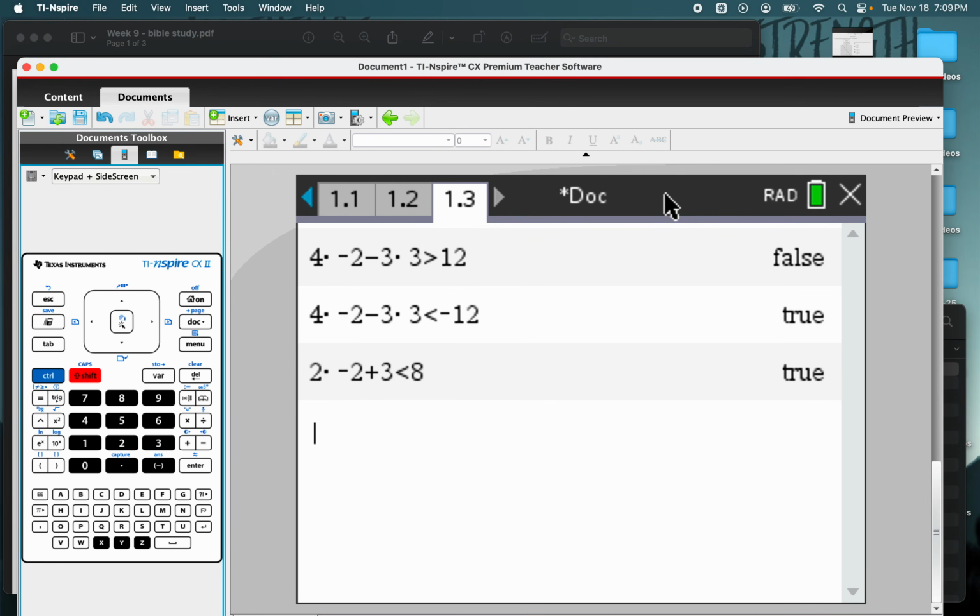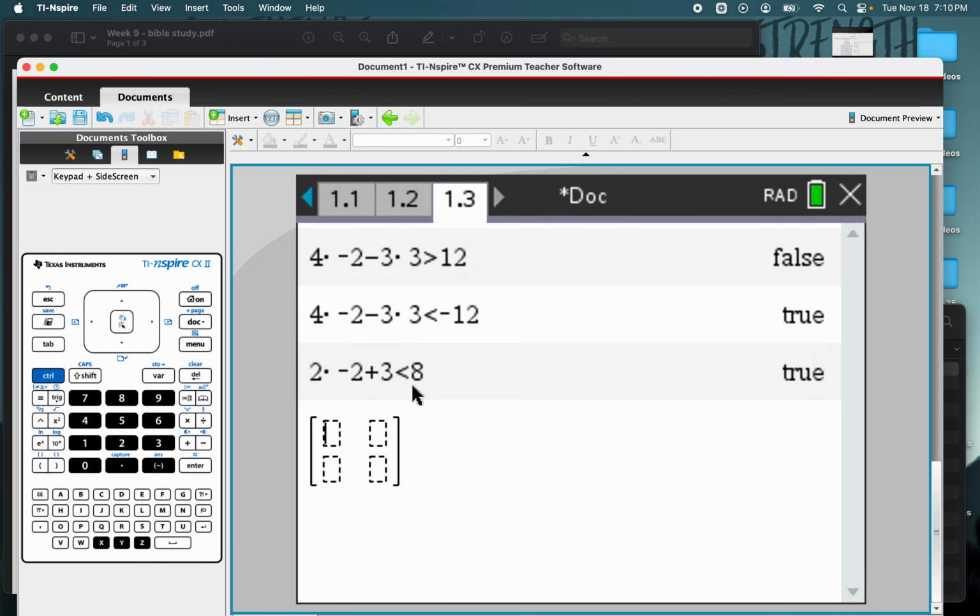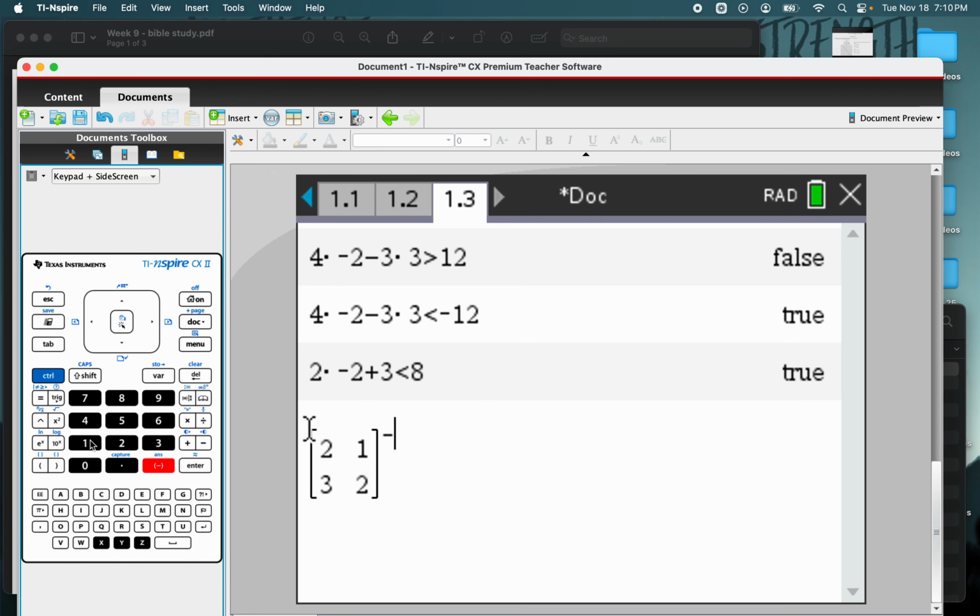When I go over here, we click on this symbol right here and look at your numbers. We got 2, and on the bottom right here we have a 3, then we have a 2, and over here we have a 1. Now raise everything to the power of -1.